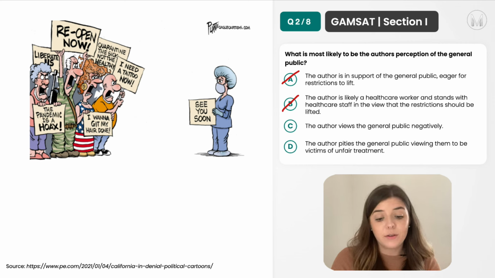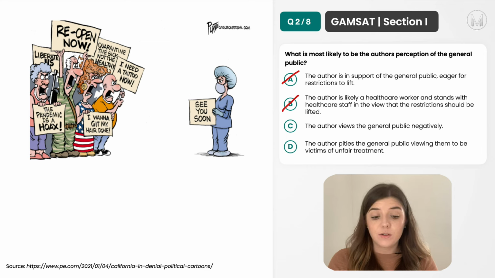Option C, the author views the general public negatively. As we've said, he's definitely attempting to mock the public and does not agree with them. So this can also be said that he's viewing them negatively. So option C is looking quite likely.